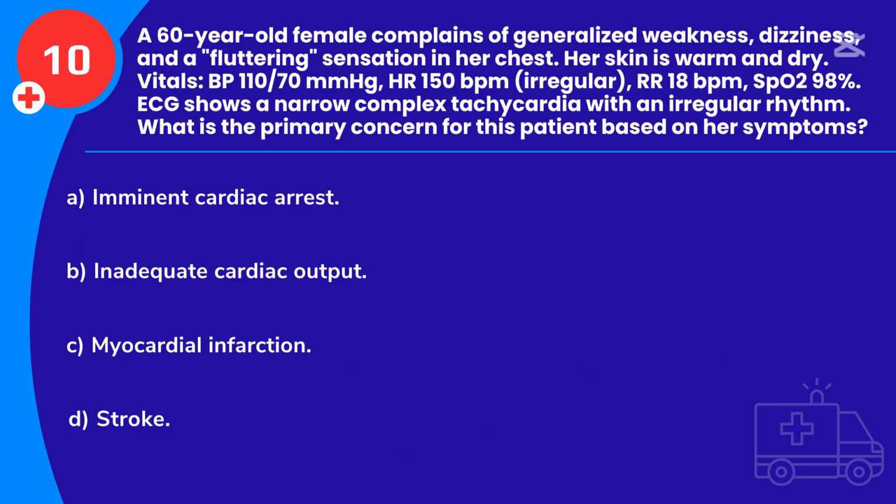Question 10. A 60-year-old female complains of generalized weakness, dizziness, and a fluttering sensation in her chest. Her skin is warm and dry. Vitals: BP 110/70 mmHg, HR 150 bpm, irregular, RR 18 bpm, SpO2 98%. ECG shows a narrow complex tachycardia with an irregular rhythm. What is the primary concern for this patient based on her symptoms? A. Imminent cardiac arrest. B. Inadequate cardiac output. C. Myocardial infarction. D. Stroke.